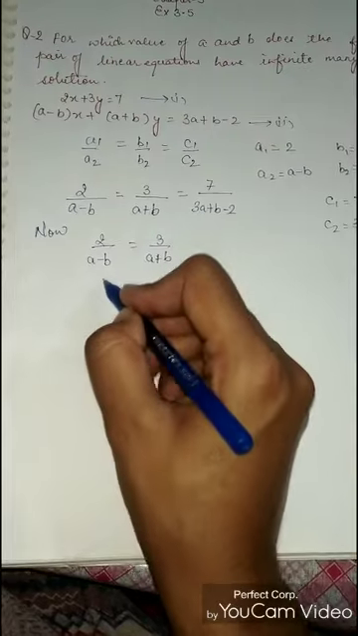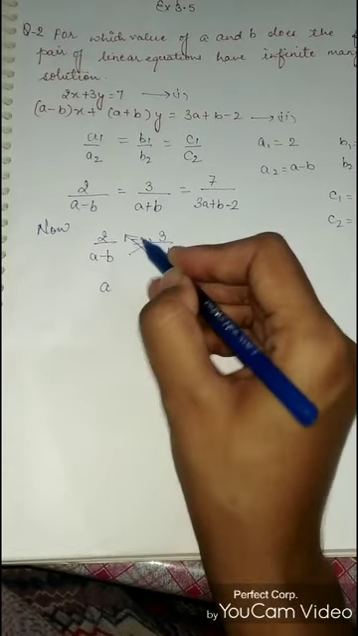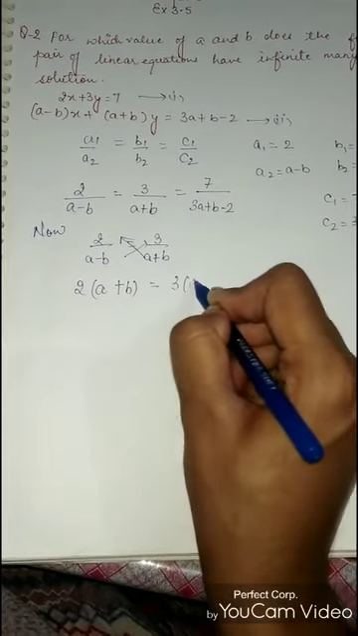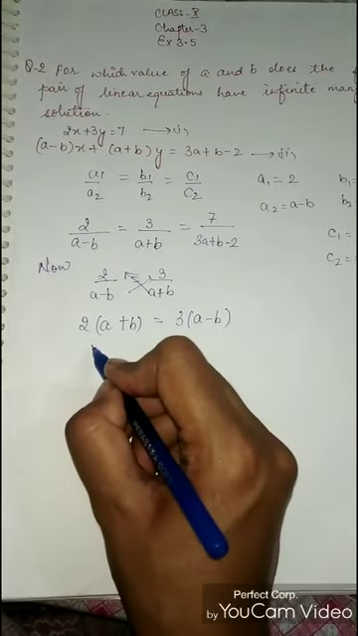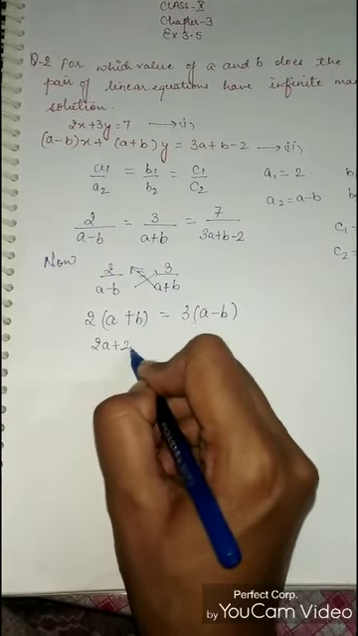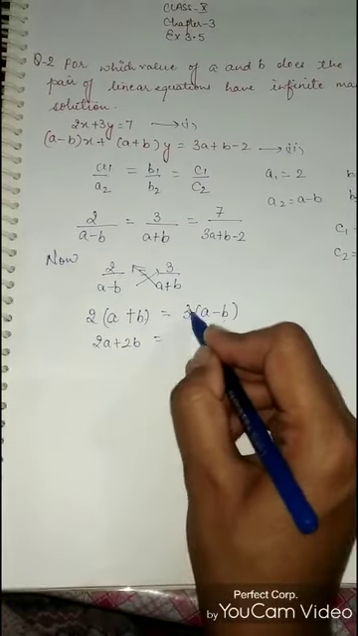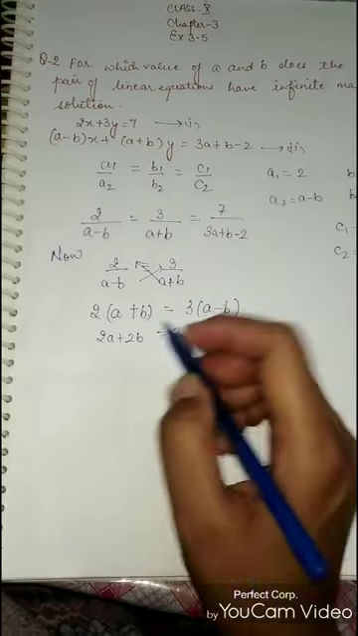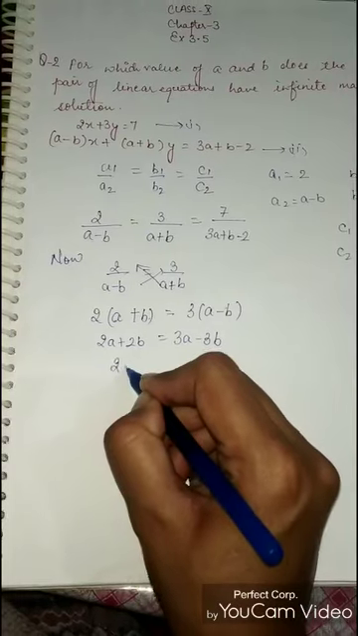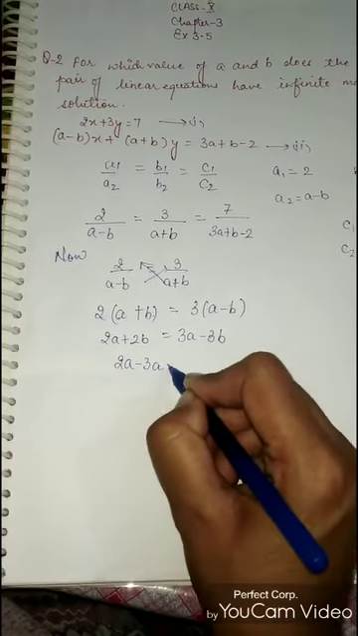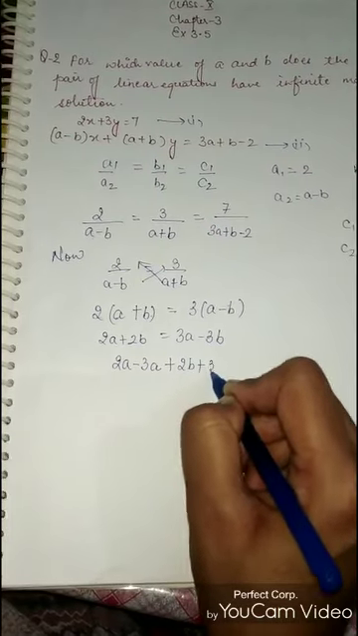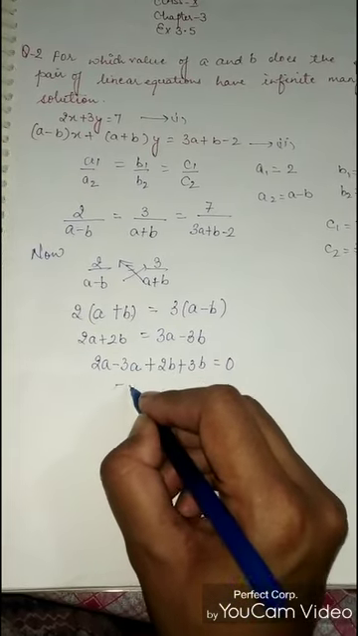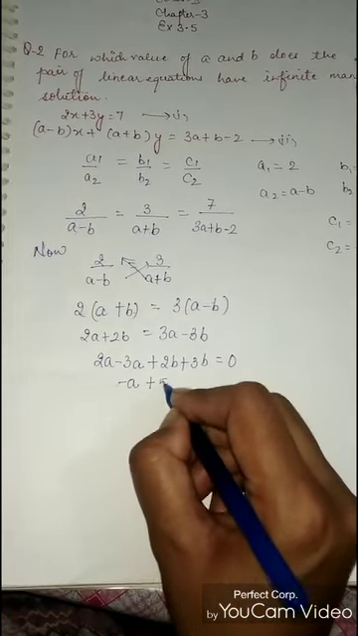Shift this to that side. Cross multiply. a plus b will multiply with 2 and 3 will multiply with a minus b. Now 2a plus 2b, 2 will multiply with both of the terms, and here 3 will multiply with both of the terms, so it will become 3a minus 3b. Now take all the terms to LHS. 2a minus 3a plus 2b plus 3b is equal to 0. So from here we will get minus a plus 5b is equal to 0.